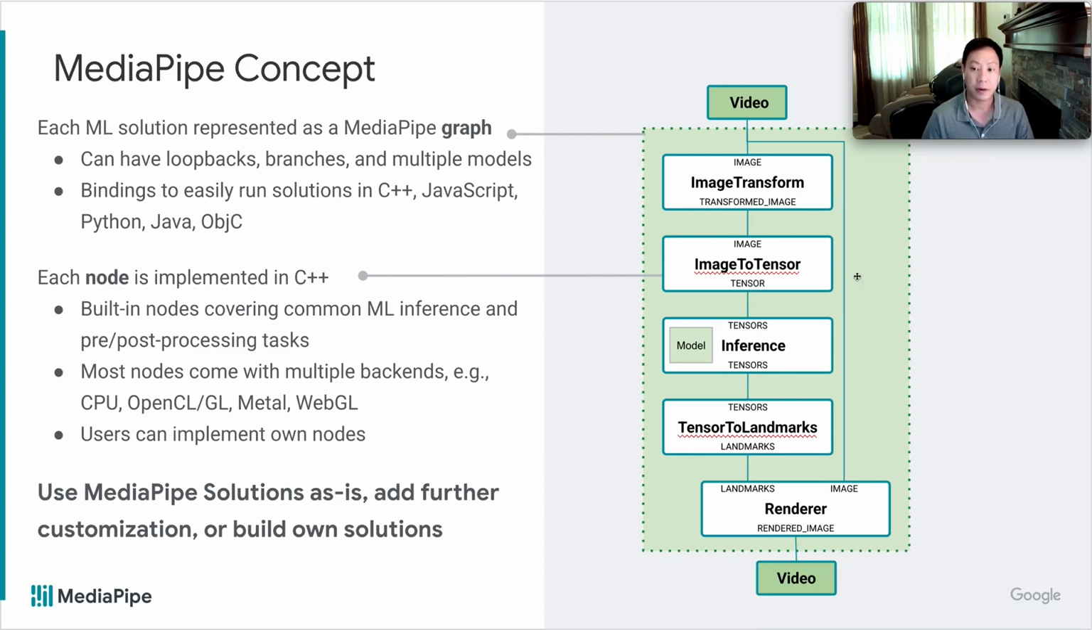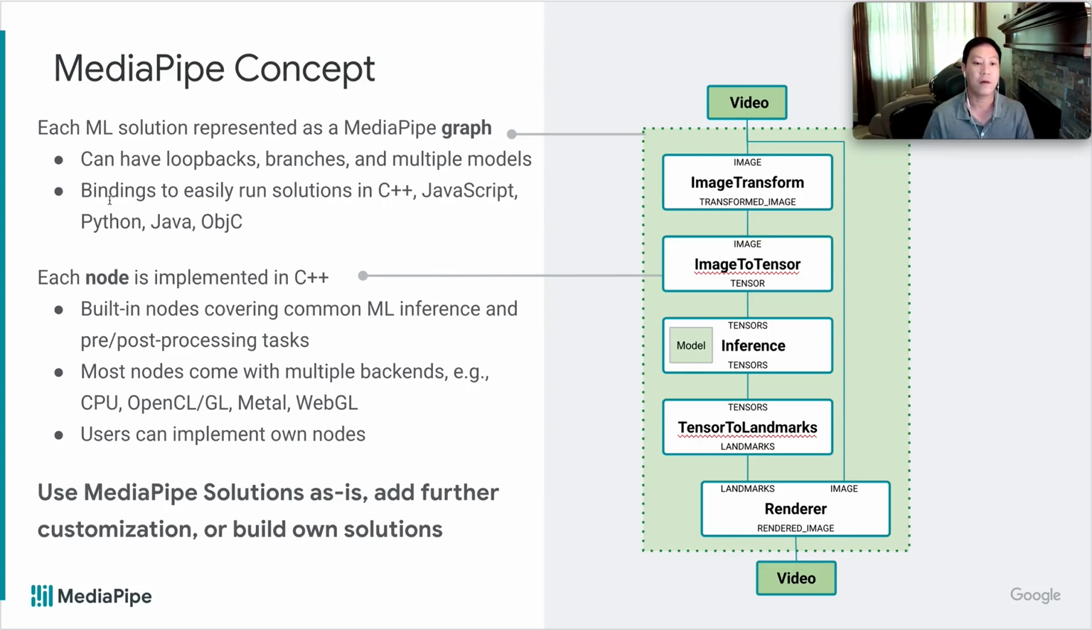And this is a simple example, but in practice, machine learning solutions can be more complex than this. In particular, most of the MediaPipe open source solutions actually have loops in the graph or multiple branches, or they can run and coordinate across multiple ML models.